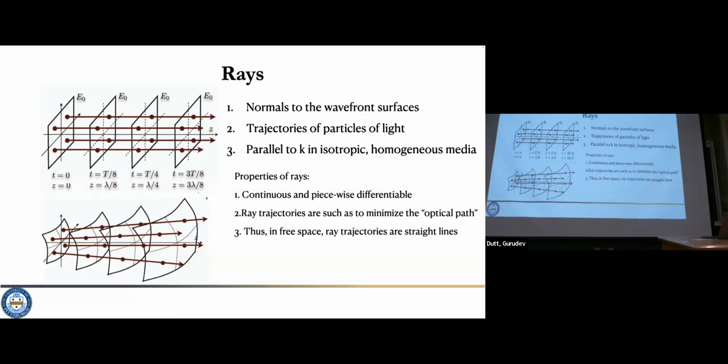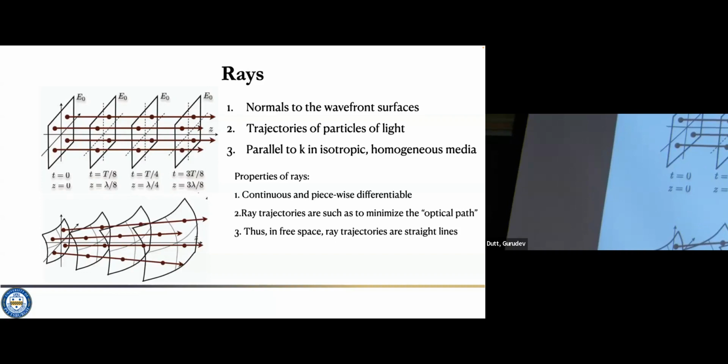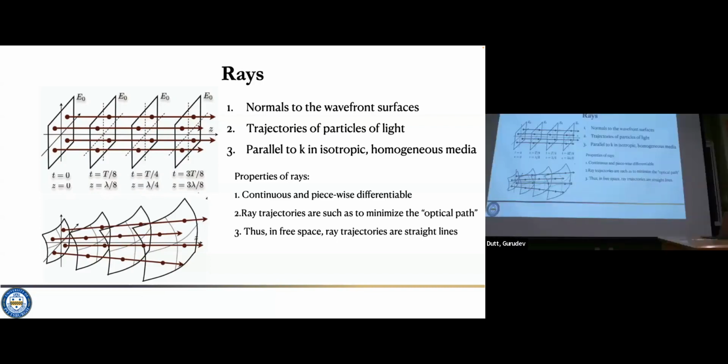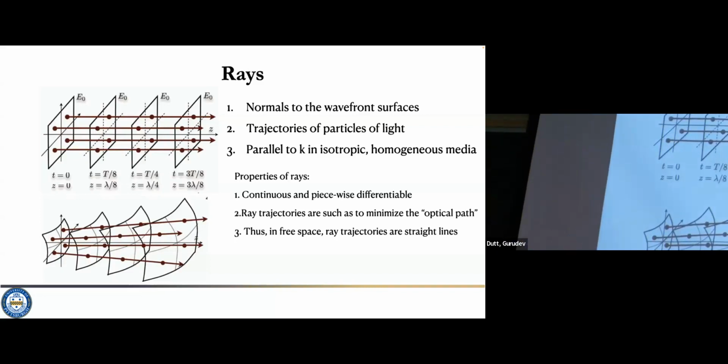Some properties of rays, we'll come back to this when we do ray optics in more detail. The basic idea is we're just drawing continuous and piecewise differentiable curves that are normal to the surfaces. The ray trajectories, as we'll see, are such as to minimize something called the optical path, and we'll come back to this when I discuss Fermat's principle. But in free space, these trajectories are all just straight lines. In vacuum, and by free space we sometimes also mean air, for example, the trajectories are just straight lines.